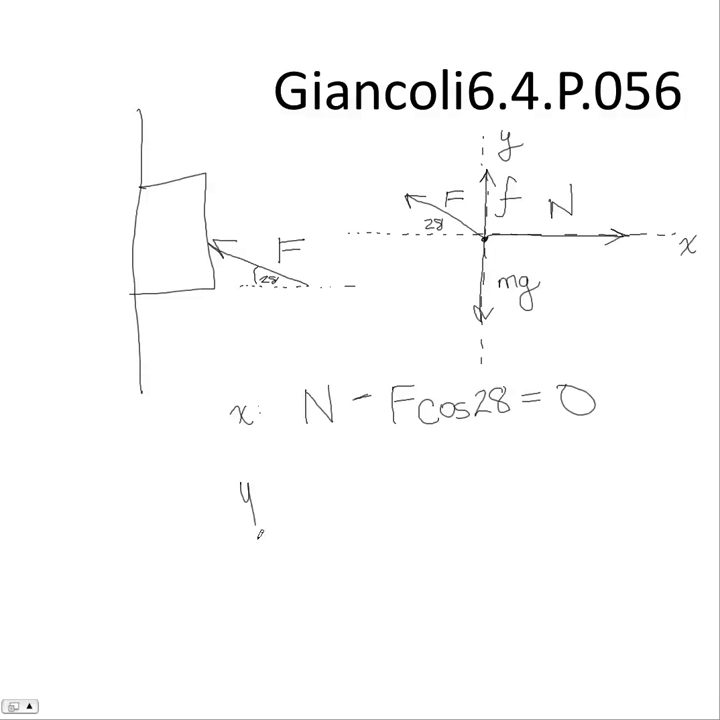Now for the y equation. We have two vectors flat on the y-axis, the f and the mg. So I'm going to put those in, f positive because it's up, mg negative because it's down. And then we have the vertical component of this pushing force F. We know that if we have F cosine 28 in the x equation, we have to have F sine 28 in the y equation. Then we just have to decide whether it's positive or negative. And it's upward, so that's a positive in the y equation. And that has to be also equal to 0.